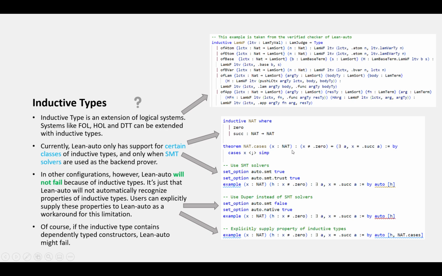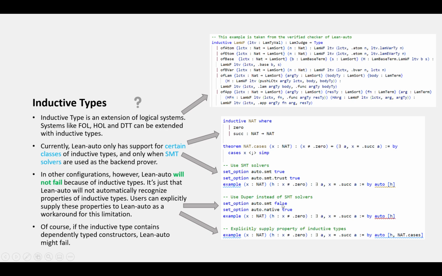So it's easy to prove that x is not equal to 0 if and only if x is the successor of some Nat. So let's see whether Lean-auto is able to recognize this property automatically. So in the first example, the hypothesis is x not equal to 0, and the goal is x is the successor of some Nat. We can see that Lean-auto can solve this. This is because we are using SMT solvers here.